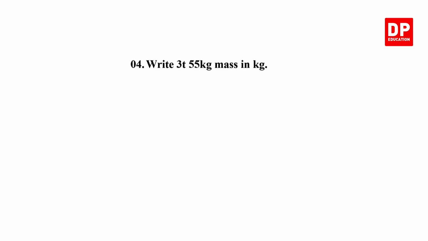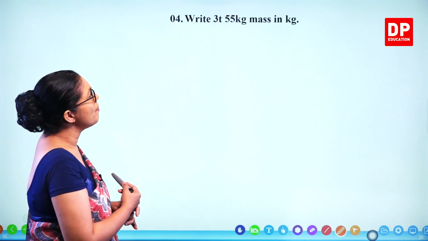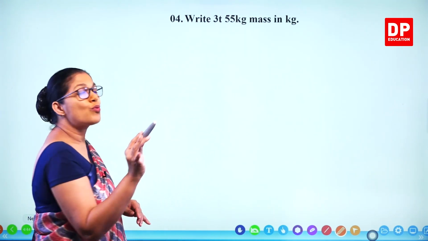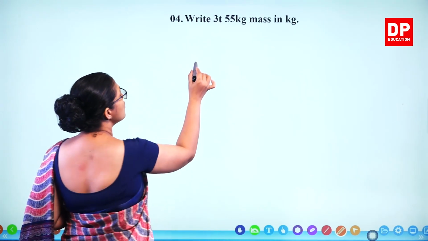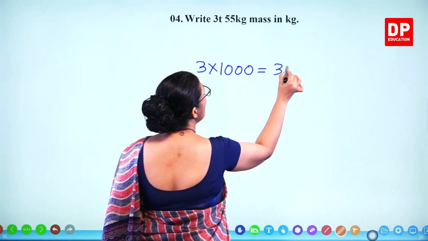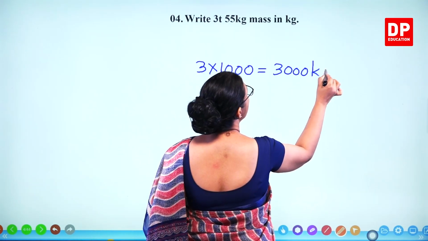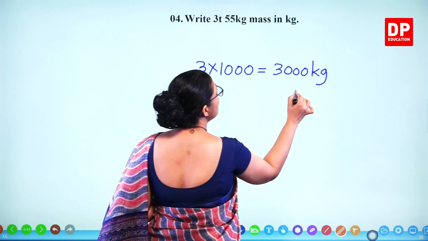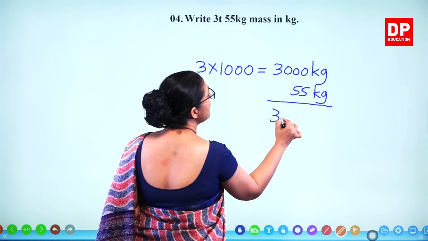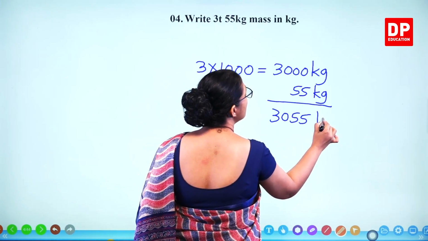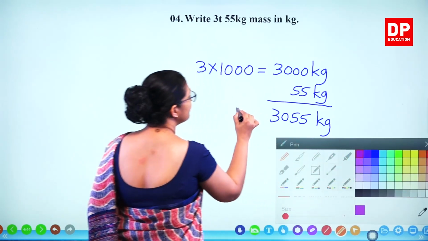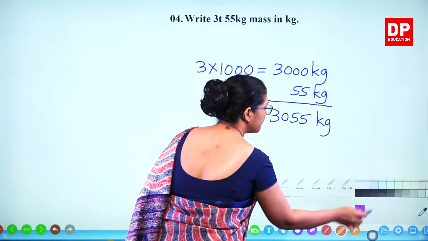Question number 4. Write 3 tons 55 kilo mass in kilograms. What's the relationship? 1000 kilograms is 1 ton. So 3 into 1000. That's 3000 kilograms are there. Plus 55. What's the total? 3055 kilos is the mass. You get 2 marks.